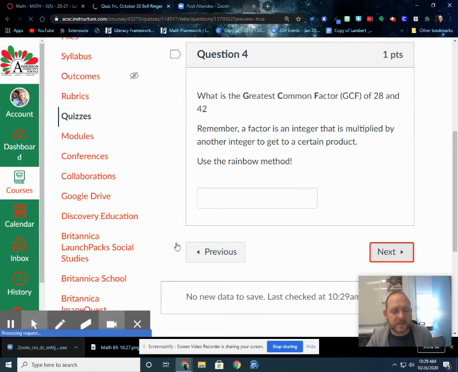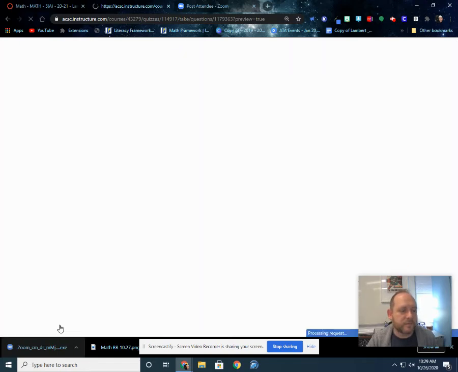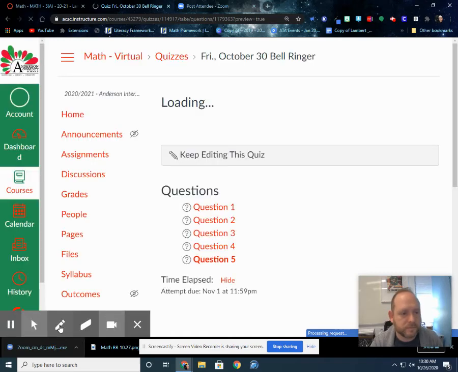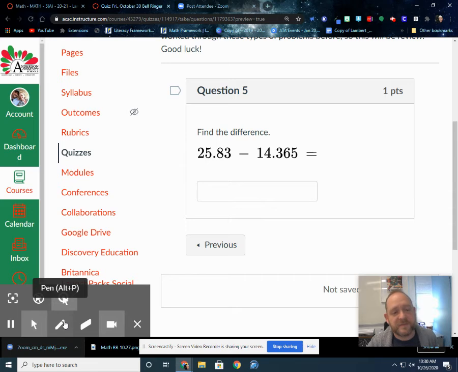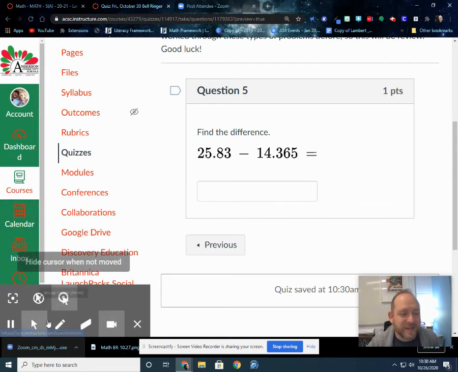Last but not least, our last question for today. Question number 5. Finding the difference. And ladies and gentlemen, we're just going to be subtracting here. So you've got 14 and 365 thousandths minus 25 and 83 hundredths. Remember what you need to do when you are subtracting with decimals. There's a trick here. See if you can figure that out, and we will check it here in just a second.